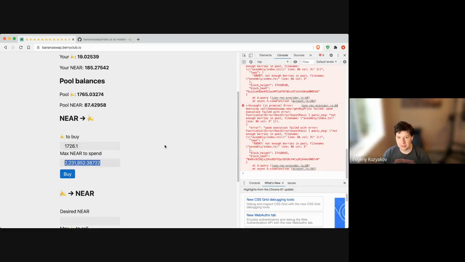Until you exceed this number, it starts growing, and this is because of how Uniswap works. When you're trying to withdraw almost the entire liquidity, your product stays large, but the denominator actually decreases to the minimum, which is 1. So the number of near that you need to pay will be the product of bananas by near in the pool divided by 1, if I can find the correct number here.